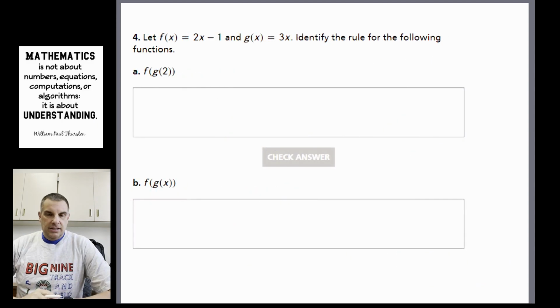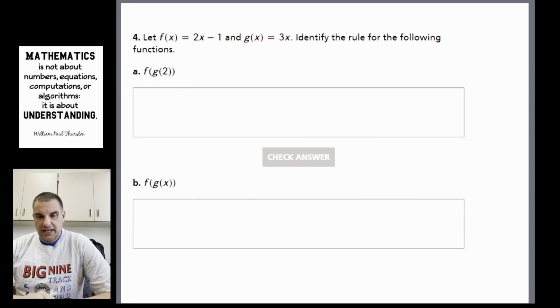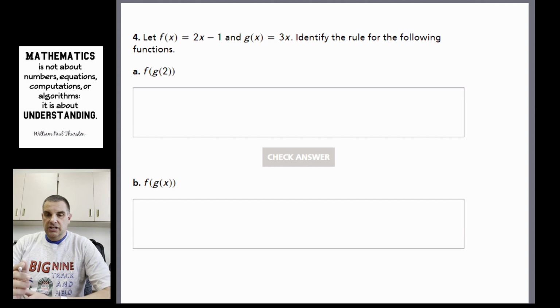So now let's take a look at this next example. We've got let f of x equal 2x minus 1, let g of x equal 3x. We want to identify the rule for each of these. So we're going to find f of g of 2. We look at our g function, and anywhere we see an x in our g function, we are going to replace it with a 2.